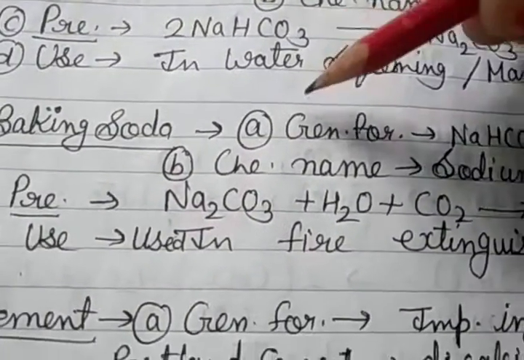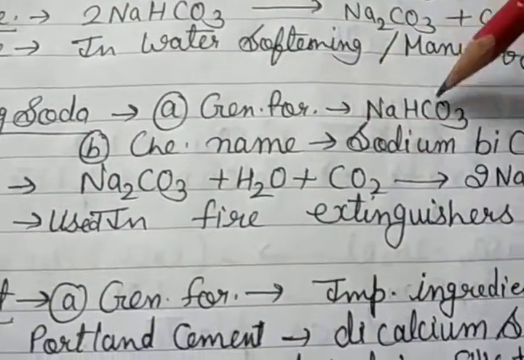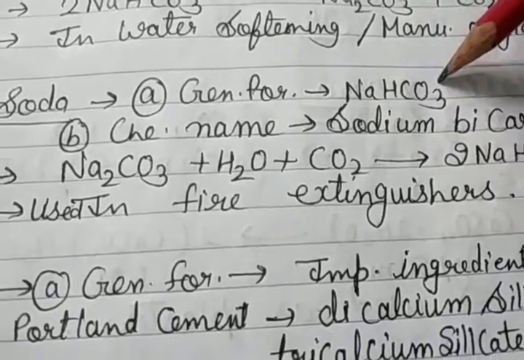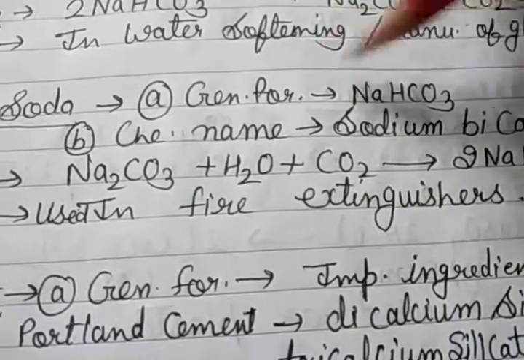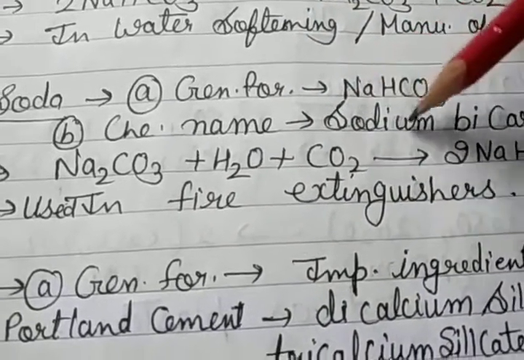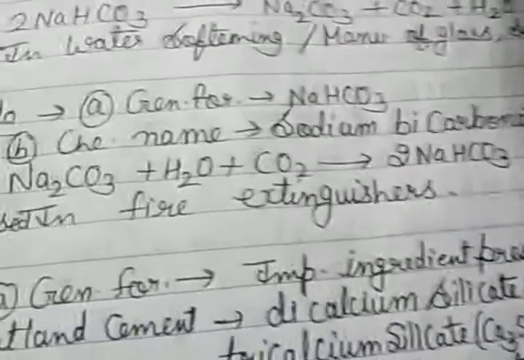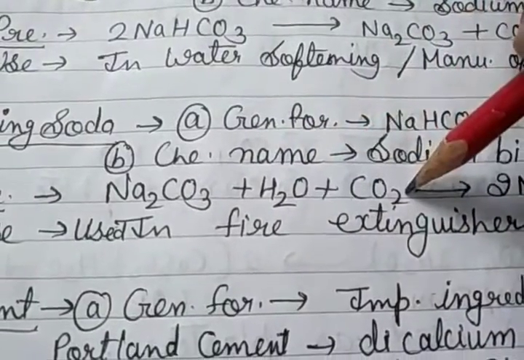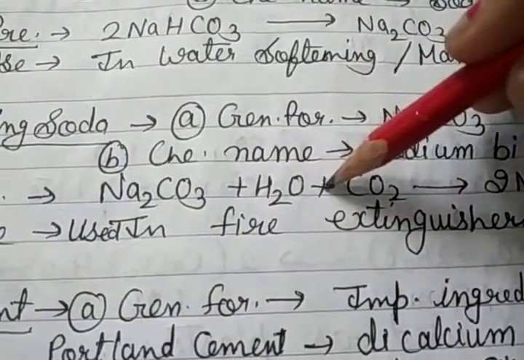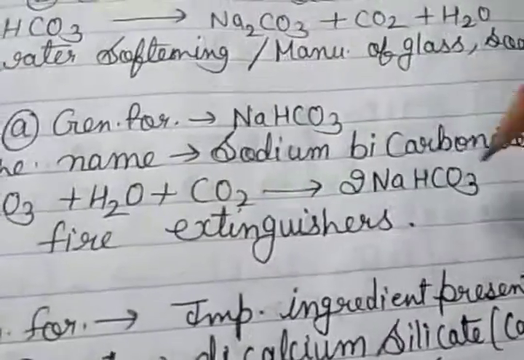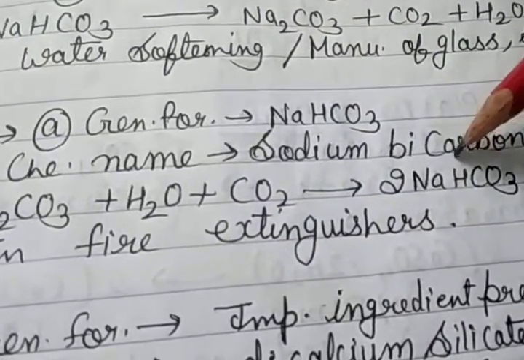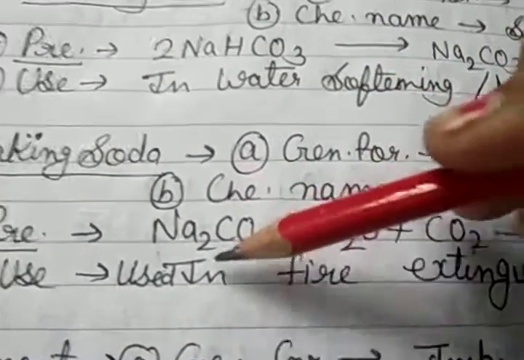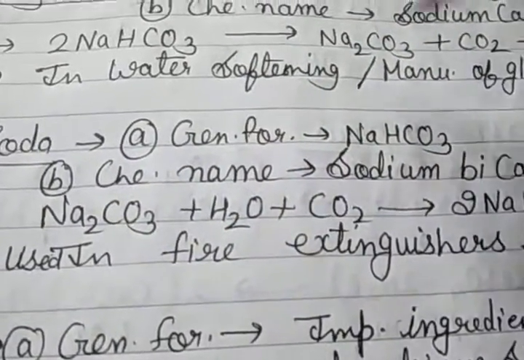Then baking soda. Baking soda general formula is NaHCO3, chemical name sodium bicarbonate. Preparation: Na2CO3 plus H2O plus CO2. Sodium carbonate reacts with CO2 gas and water, and is converted into sodium bicarbonate, NaHCO3. It is baking soda and it is used in fire extinguishers.